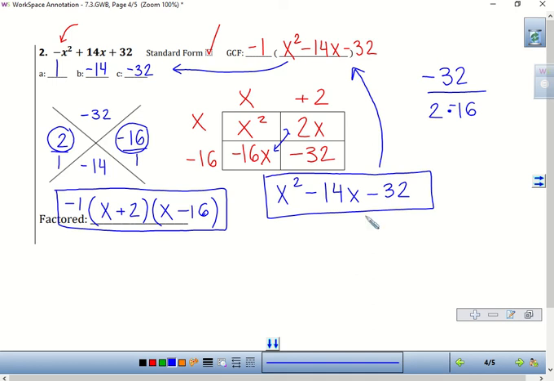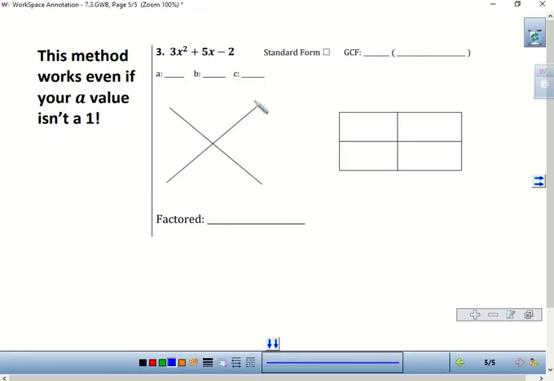So is everybody ready to move on to example 3, not 4? Okay. So this method also works even if your A value isn't 1.